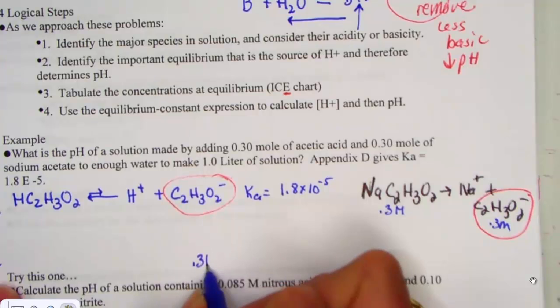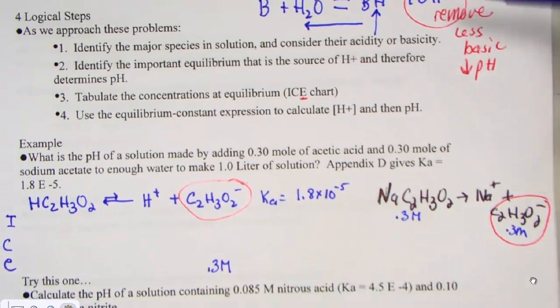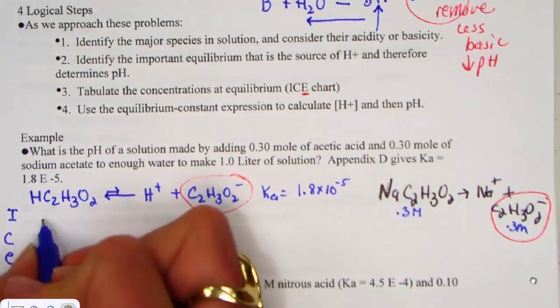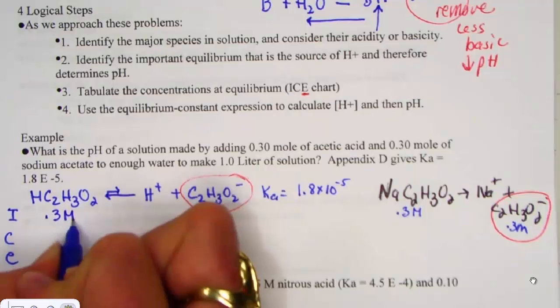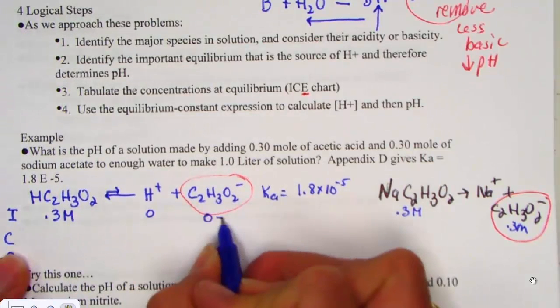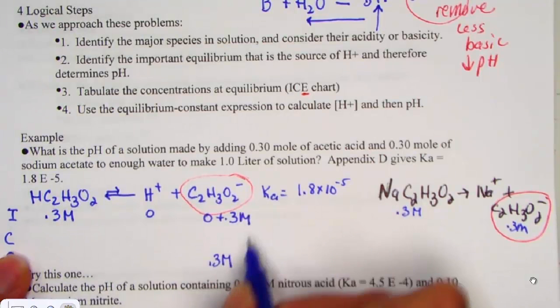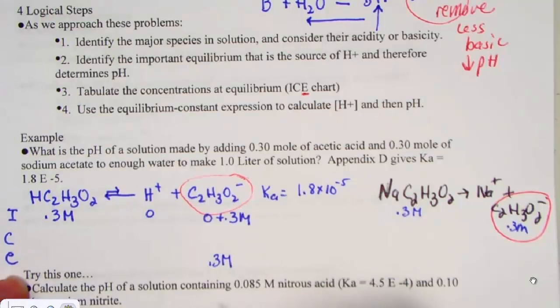So the 0.3 molar I can carry down, knowing that it's already in solution coming from being the conjugate base of our weak acid. We know the initial concentration to be 0.3 molar. This would be 0, 0 plus 0.3. There's the common ion effect. And that's why I'm just carrying down 0.3.